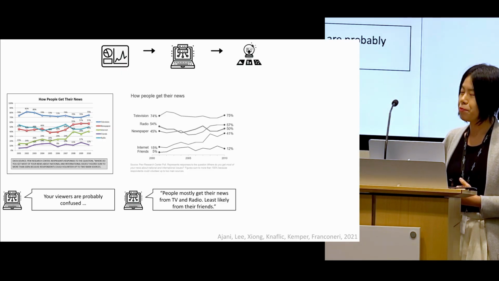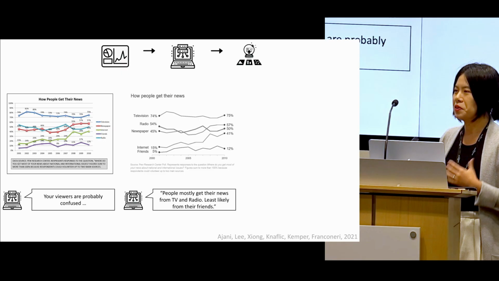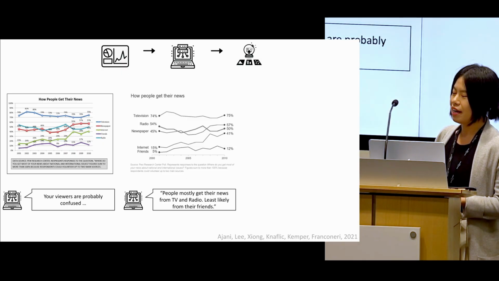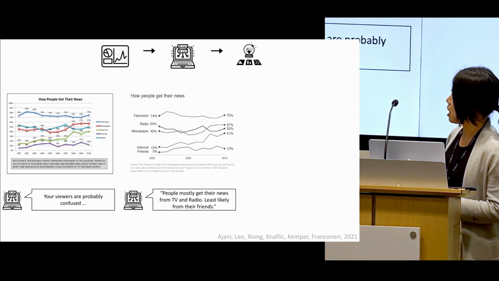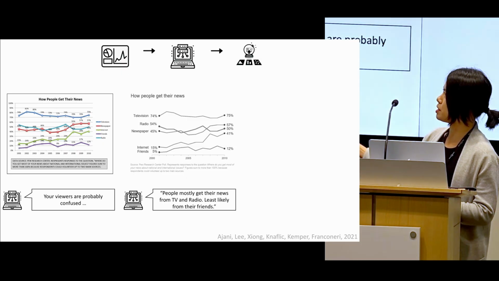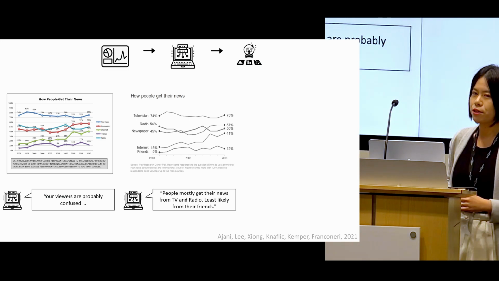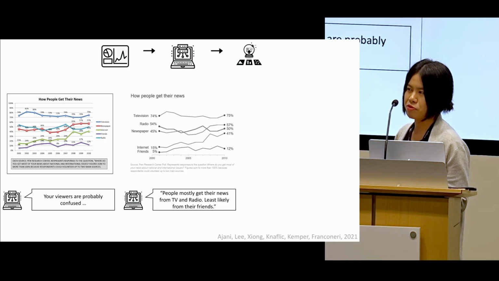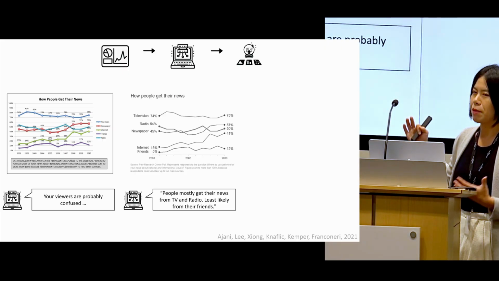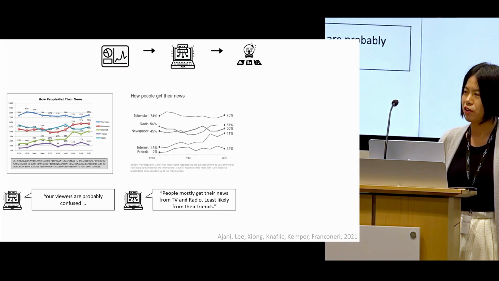And now you feed it to your model again, and your model will look at this visualization and say, well, looking at this visualization about how people get their news, it seems like your viewers are most likely going to say that people mostly get their news from television, because from theories of visual perception, we know that people like to focus on the top left corner of a visualization.